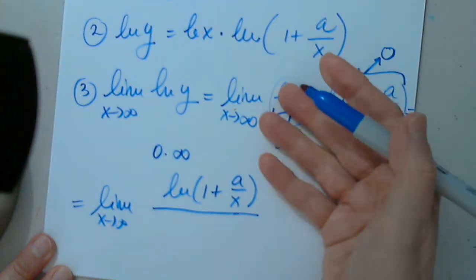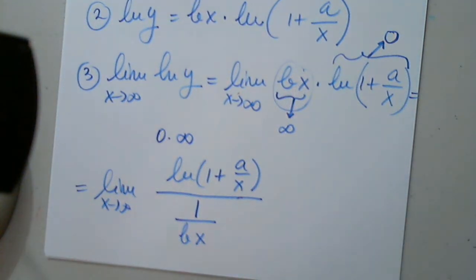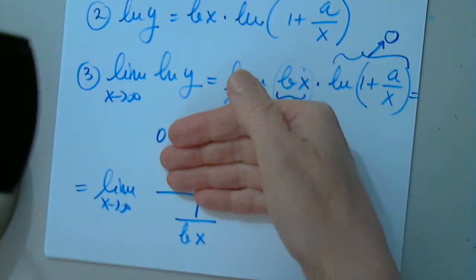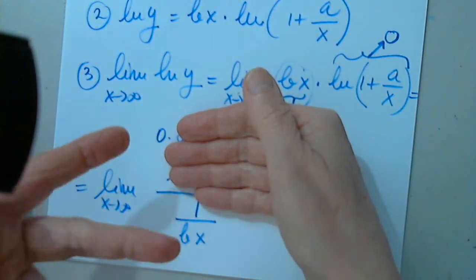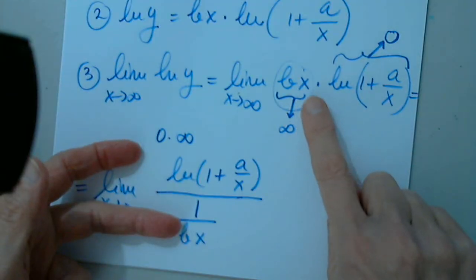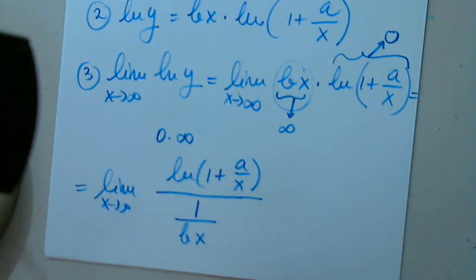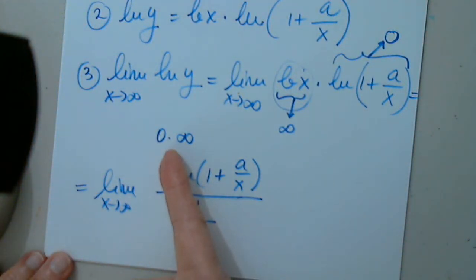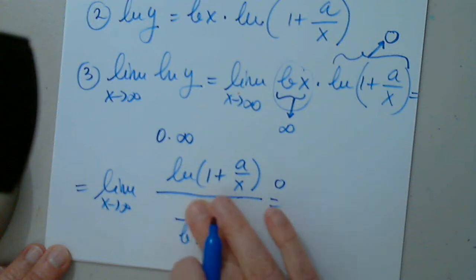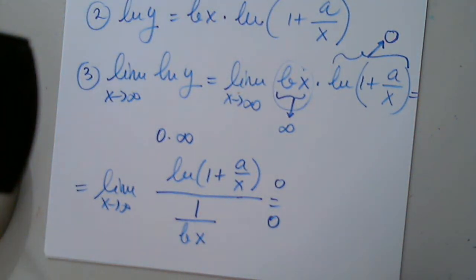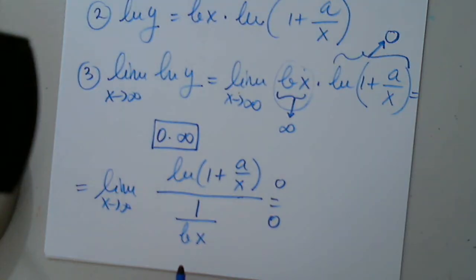But now I will change this into 1 over bx. How come? Is this the same? Yeah. This divided by a fraction is this multiplied by the multiplicative inverse of the fraction. So this function is the same as this function. But now I removed this type of indeterminate case. The numerator now is 0, and the denominator now is also 0. So this is not a bad case.